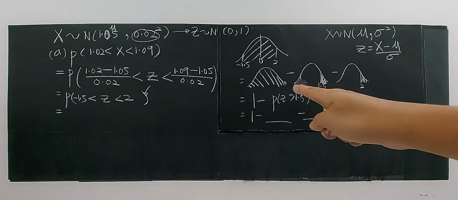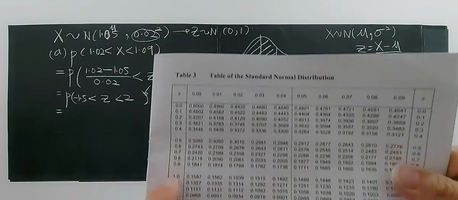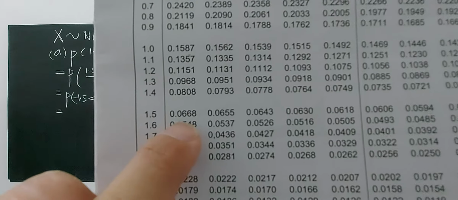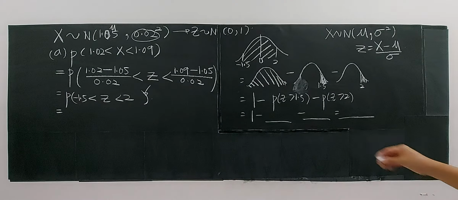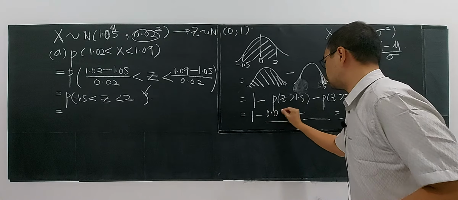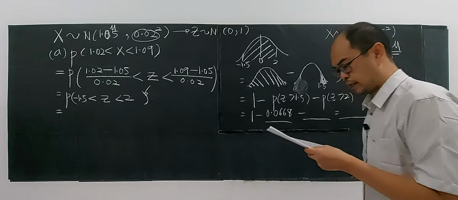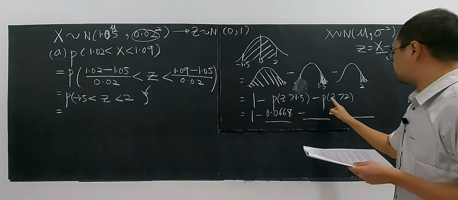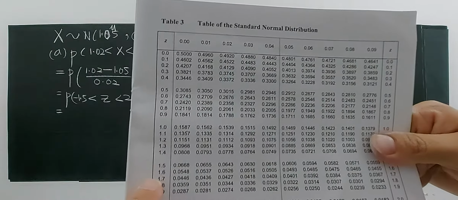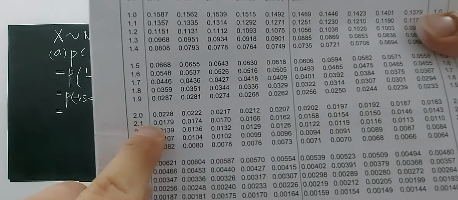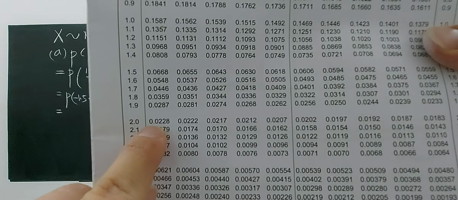So you look at here, 1.5, right? You find the value of 1.5 here, which corresponds to 0.0668. So 1.5 gives 0.0668, and for more than 2, you find the value 2 here, which will be 0.0228.